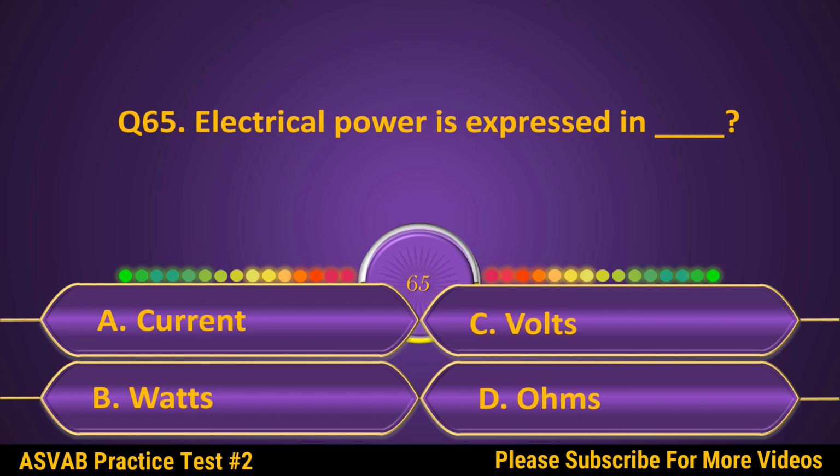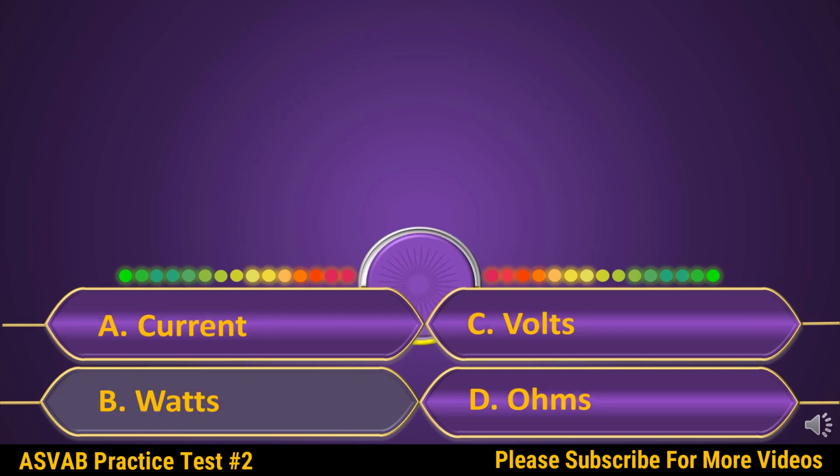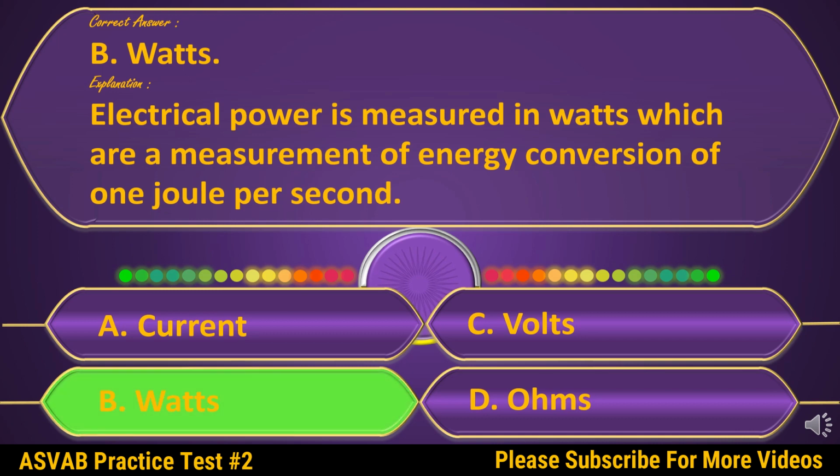Question number 65. Electrical power is expressed in blank. The options are A. Current, B. Watts, C. Volts, or D. Ohms. The correct answer is option B, Watts. Electrical power is measured in watts, which are a measurement of energy conversion of 1 joule per second.